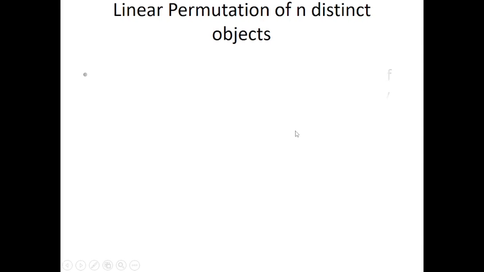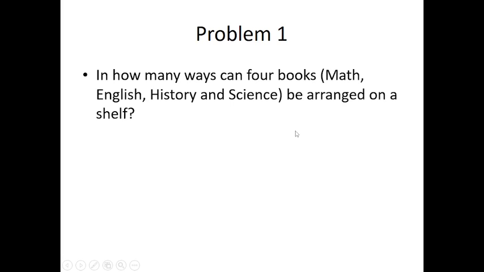So, we consider now problems with regard to this topic. In how many ways can 4 books, math, English, history, and science, be arranged on a shelf? So, we have 4 distinct objects: math, English, history, and science. 4 different books. They are to be arranged in a shelf.